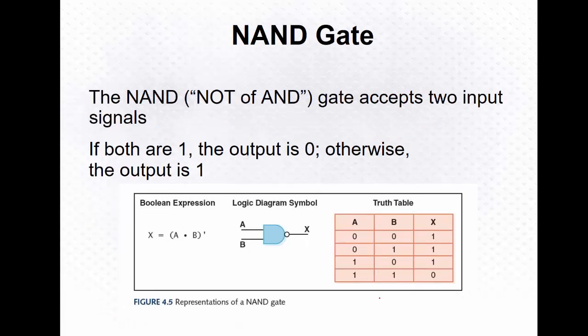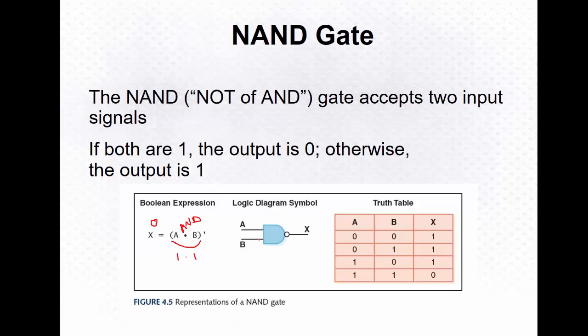Now we have the NAND gate. And the NAND gate is actually two operations. See, here I have the AND operation, and I'm NOTting it. So here's the AND operation. We do that first because it's inside parentheses. And then we're going to NOT the result. So if A were 1 and B were 1, well, A AND B is 1, but then we'll NOT that result, and X will be 0.